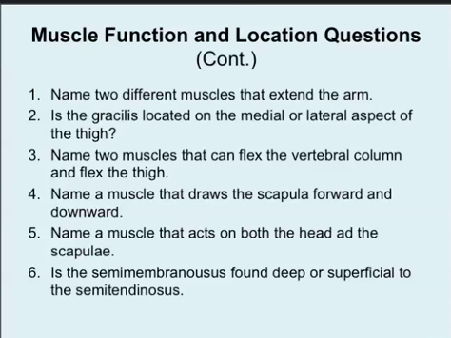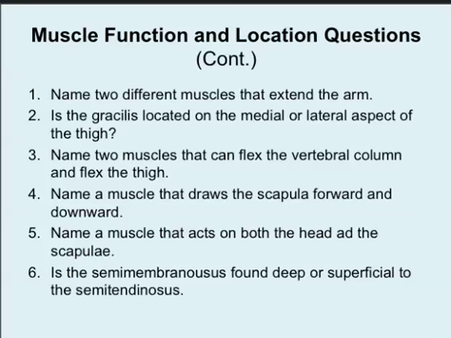Name two different muscles that extend the arm: the triceps brachii and the delt. Is the gracilis located on the medial or lateral aspect of the thigh? The medial. Name the two muscles that can flex the vertebral column and flex the thigh: the iliacus and the psoas major. Name a muscle that draws the scapula forward and down: the corrugator supercilii. Name a muscle that acts on both the head and the scapula: the trapezius.